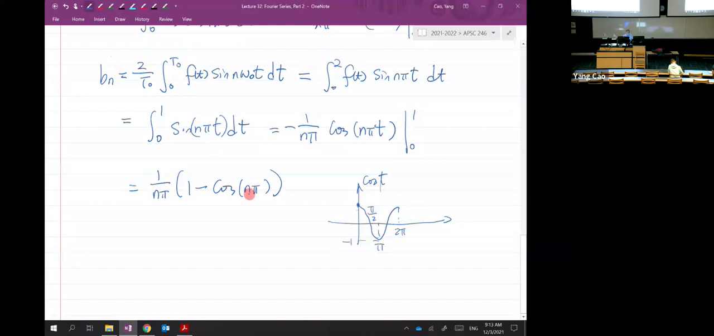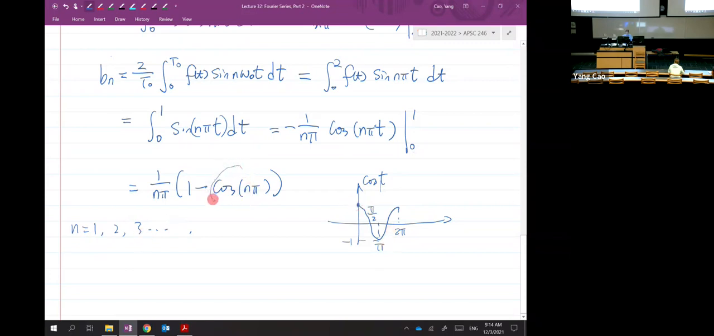So remember what the n is, right? Remember n is 1 to 2 to 3. Okay, that's your n value. So when you plug in n equal to 1, you get cosine pi, and cosine pi is -1. When you plug in n equal to 2 over here, you get cosine 2 pi, which is 1. And then you plug in 3 here, and you get -1.